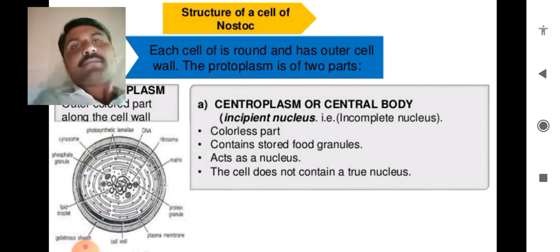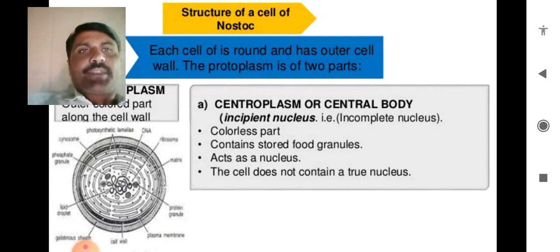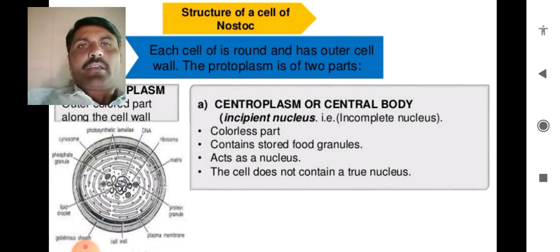Now the protoplasm or the cytoplasm which is present in the Nostoc cell is divided into two parts. Centroplasm, that is called the central body, where the nucleus is not well developed, or it is an incomplete nucleus. Look at the diagram shown on the left hand side.